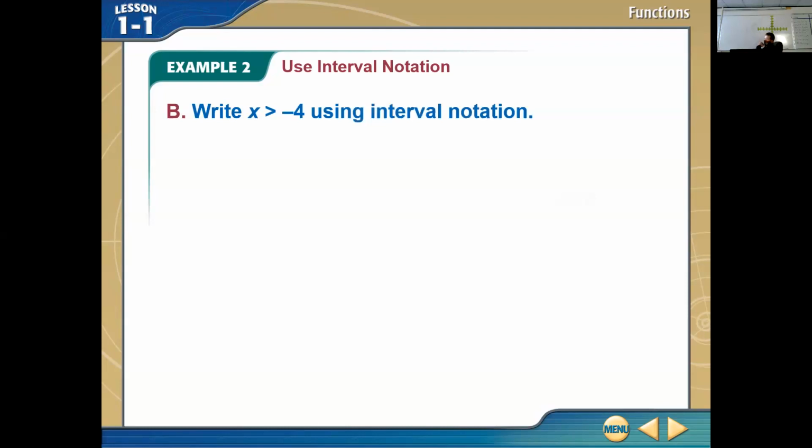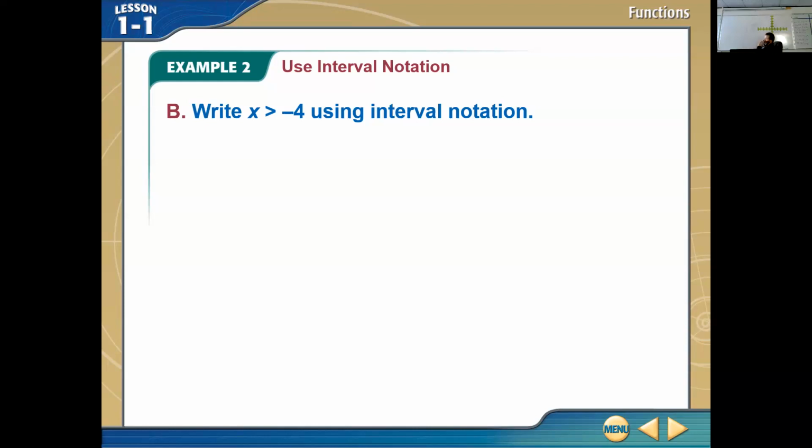Go to example 2B on page 15 of the PDF. Says write x is greater than -4 using interval notation. So as the last one, we were limited, we were bounded. They gave us -2 and they gave us 12. This one, they only give us 1, so we are unbounded, right? And it is also saying that it is not equal to. So in this case, we're going to use two parentheses.